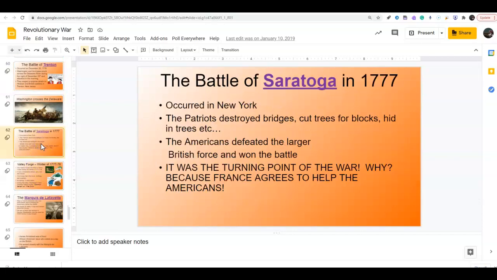The next important battle is the Battle of Saratoga. The colonial army is greatly outnumbered, and they go into this battle and end up winning. And what this does is this proves to France that the colonial army stands a chance, and as a result, France agrees to help the Americans in the war.